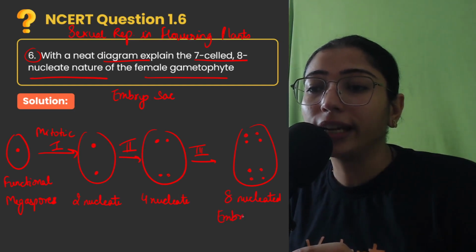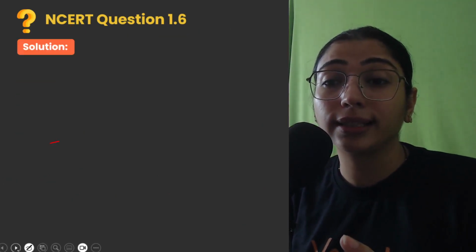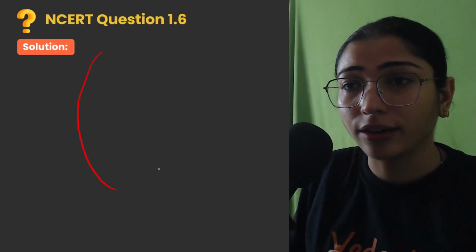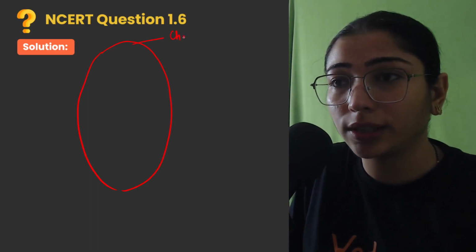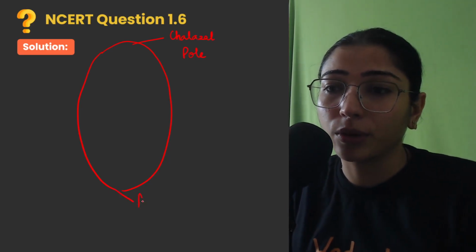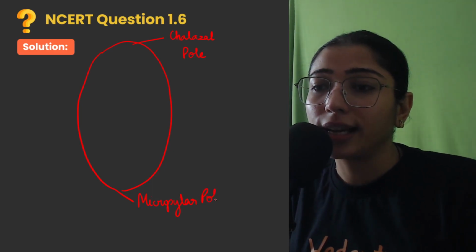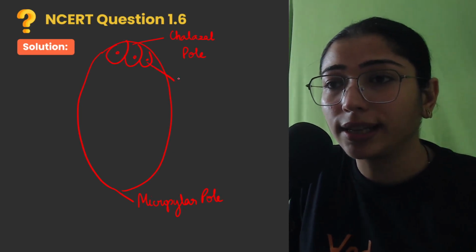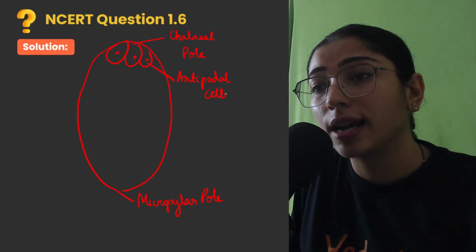So children, this 8-nucleated embryo sac, how is the arrangement of cells and nuclei in it? Let's see that. So if I am making the final structure of embryo sac here, if this is the embryo sac, you can clearly see it has two sides. One is the chalazal pole and other is the micropylar pole. Right? Clear to you? At the chalazal pole we will see 3 cells, that is antipodal cells with 3 nuclei, 3 cells, that is antipodal cells. How many in number?